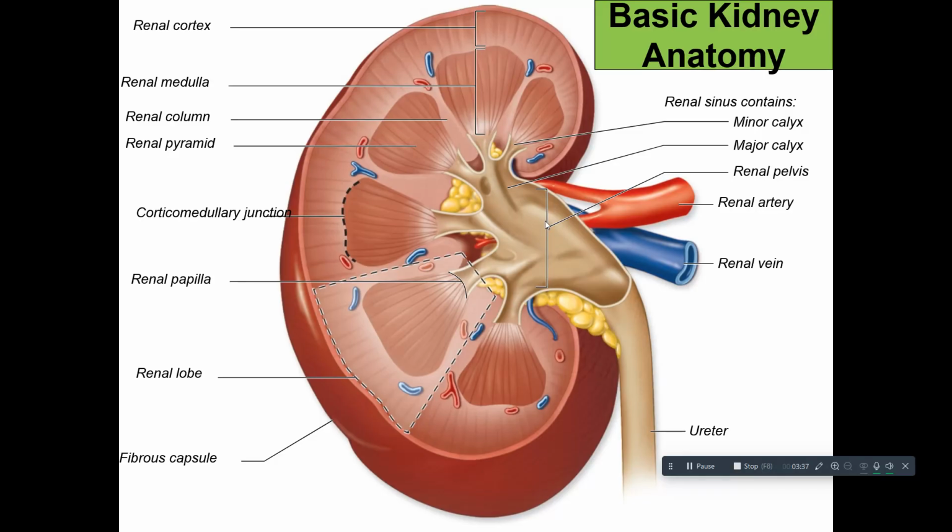And then when all the calyces have joined together, and we've got this wide funnel-shaped tube, that is called the renal pelvis. The renal pelvis is going to exit the kidney and become the ureter. And the indentation where the renal pelvis is exiting and also where blood vessels are coming in and out is called the renal hilum. And the space occupied by the calyces, the pelvis, and the blood vessels and the adipose tissue here is called the renal sinus.